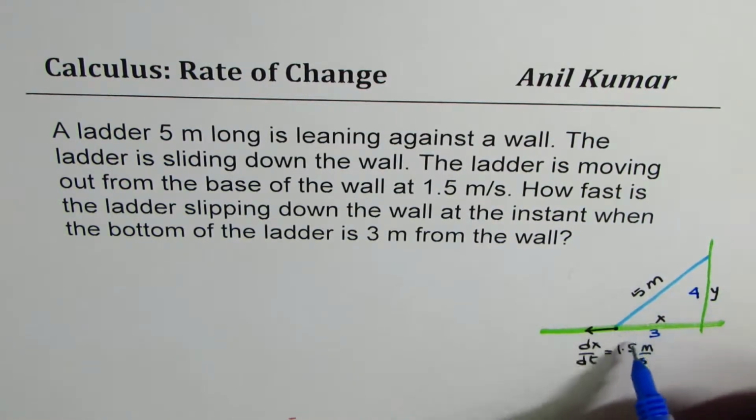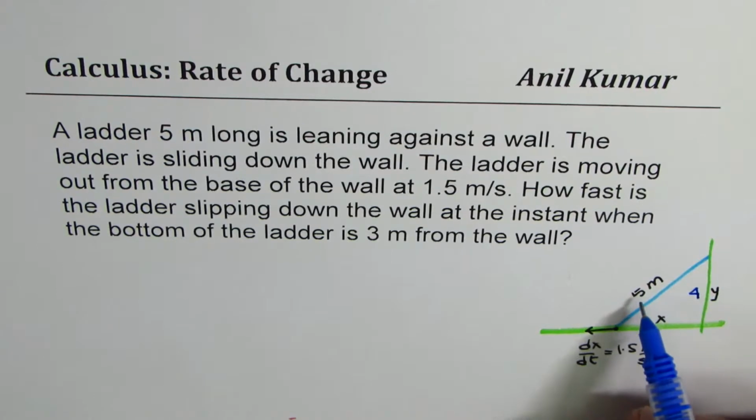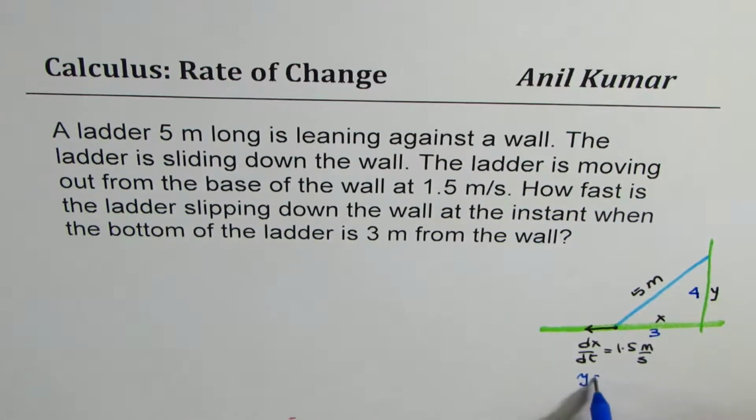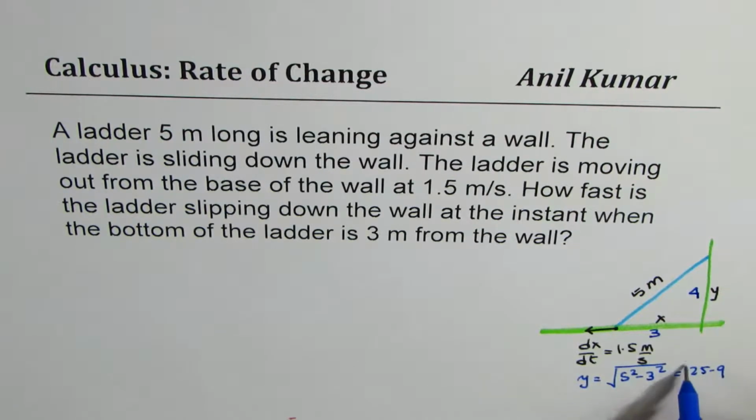You can always find this by doing 5 squared. We can say y equals the square root of 5 squared minus 3 squared, which is 25 minus 9, correct? Which is 16, and that gives you 4, correct?